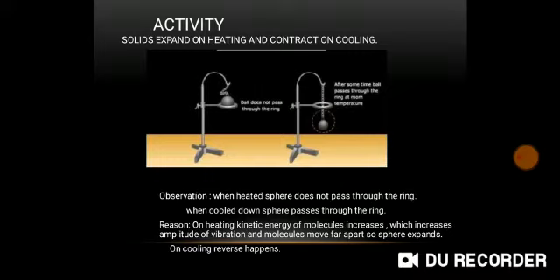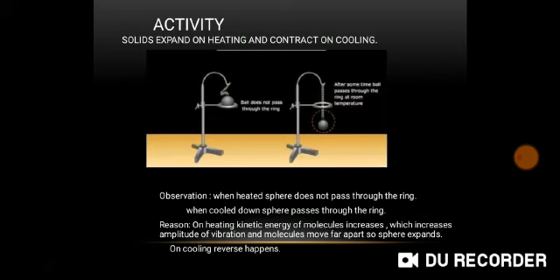Okay, what you have to do is take a ring and a sphere and make sure that the sphere passes through the ring easily. Now, take the sphere and heat it with the help of the spirit lamp and try to pass it again through the ring. What will you observe? Then let the sphere cool down and again try to pass it through the ring. What will you observe now?